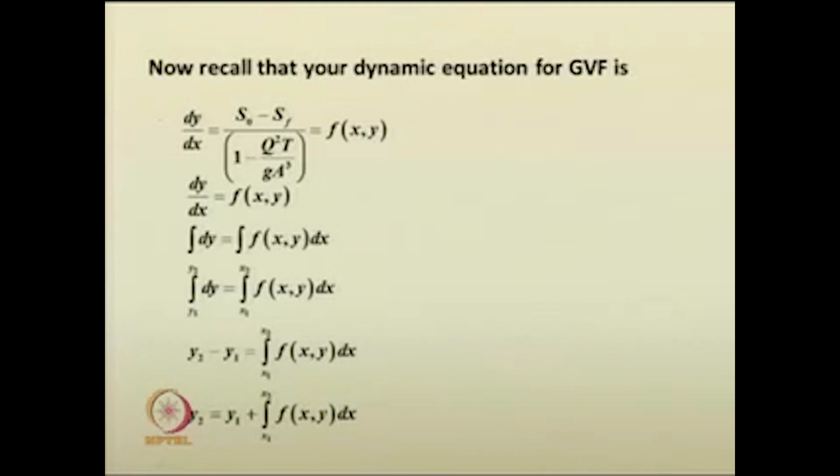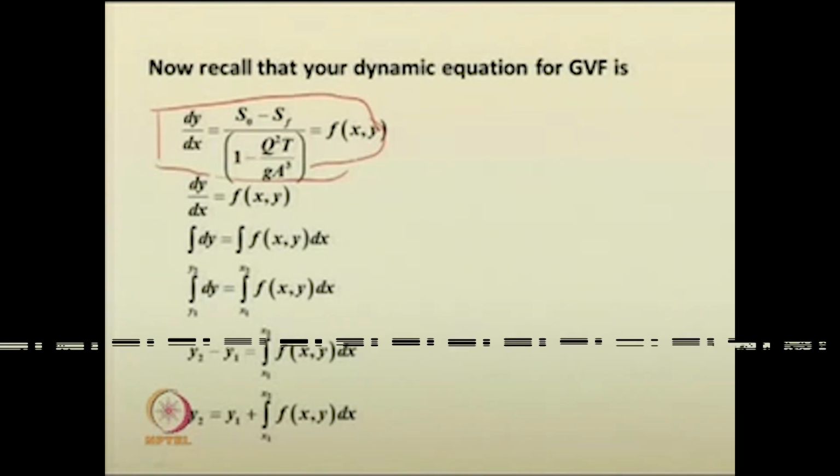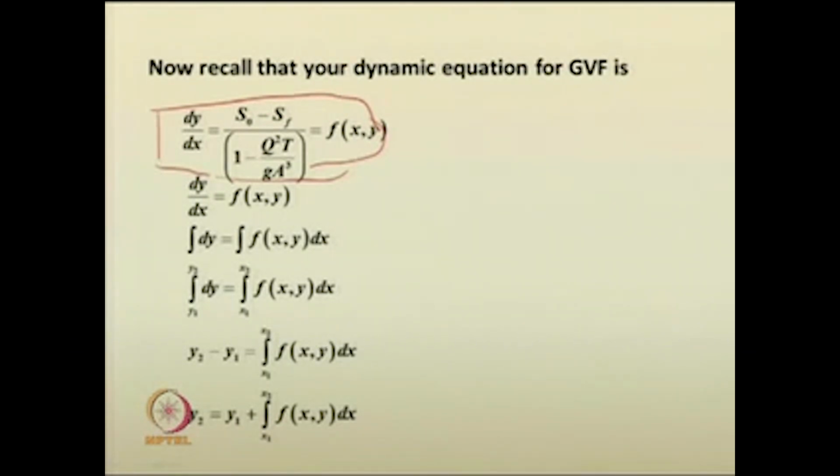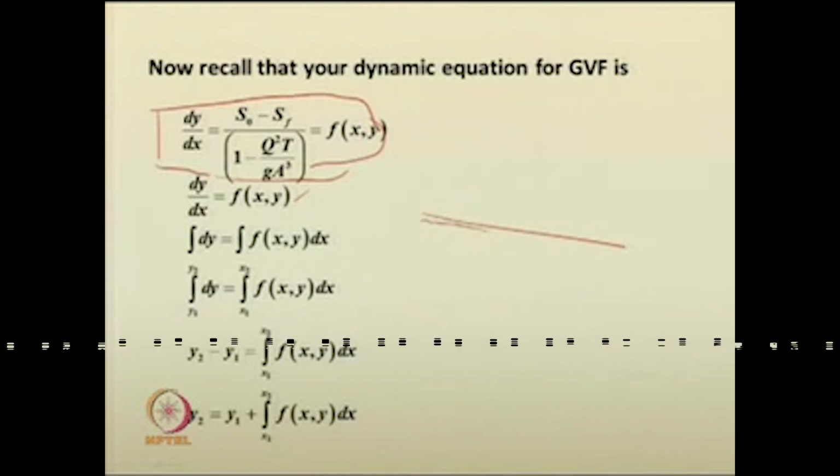If you recall the dynamic equation for gradually varied flow, it is a function of the spatial variable x and the depth of flow y, isn't it? So, dy by dx is a function of x and y. According to mathematical principles, you can integrate it in the following form, that is integral dy is equal to integral of f of x, y dx, as you are taking a channel reach.